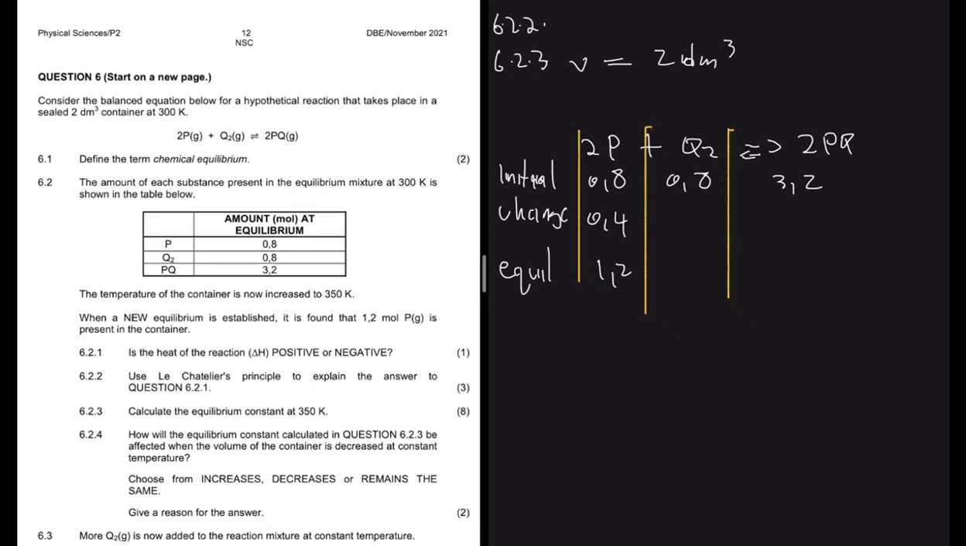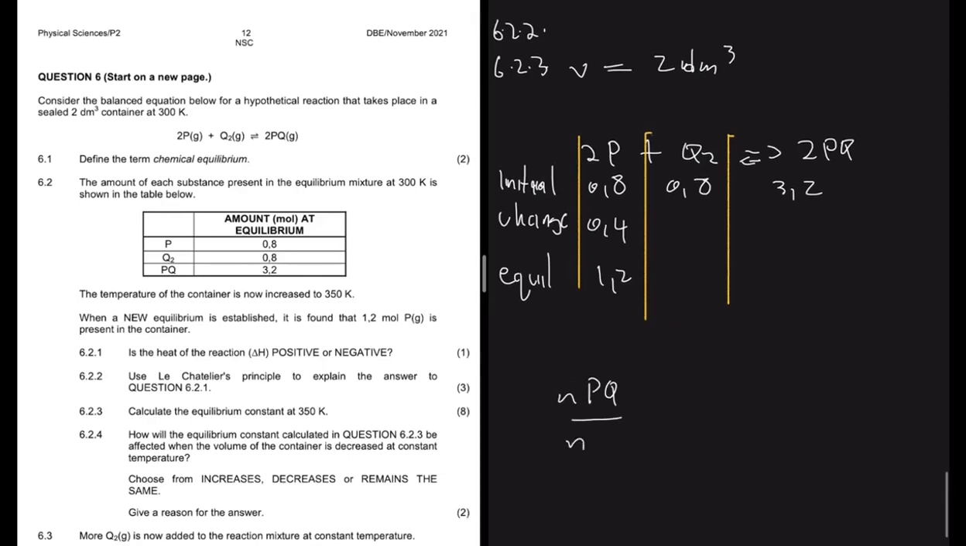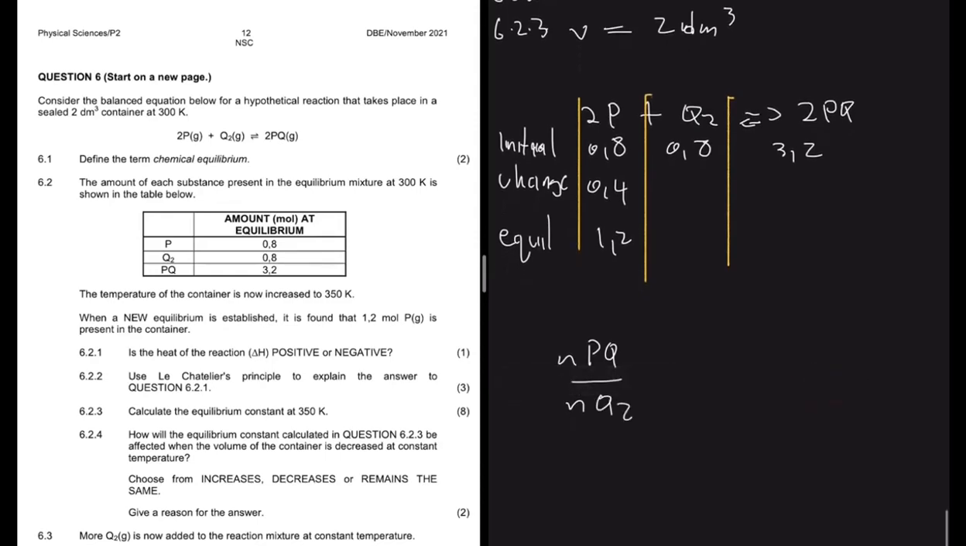If you want to find the change, you subtract the final by the initial. So now that we know the change for P, we can use the balancing coefficients to find the change for Q and the change for PQ. For P and Q, there is a 2:1 relationship. So let me write that. We have the number of moles of P divided by the number of moles of Q2, and the balancing coefficients will be 2 divided by 1. So if you want to find the change for Q, you divide the change for P by 2. So 0.4 divided by 2 will give us 0.2.